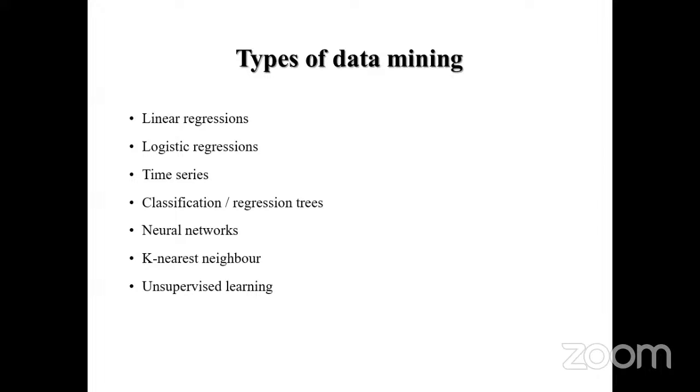The next type is logistic regression. This is mainly based on customer prediction. In Facebook, YouTube and Netflix applications, they use logistic regression for customer recommendation, so that it gives user-defined results. The next type is time series. This is based on analyzing existing data. For example, it will analyze the existing data and predict the future outcomes.